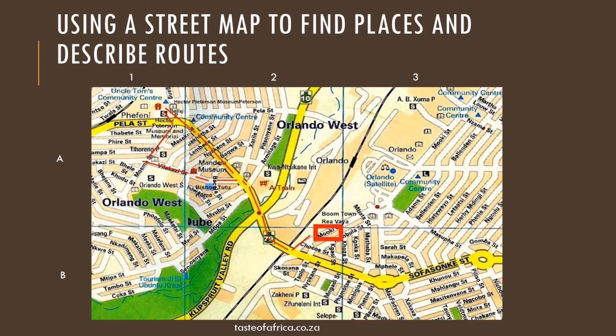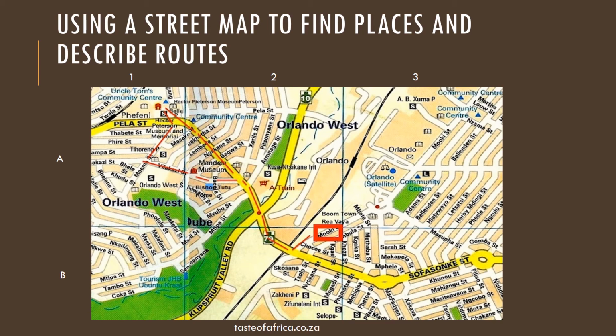And so let's say, for example, I wanted to ask you, how do we go? Which route would you take? Let's say if you are traveling from Vilakazi Street and you wanted to come all the way to Zakeni Primary School. Remember, Vilakazi Street is in block A1 and Zakeni Primary School is in block B2. And so I'm asking you, what would be the route that you take?